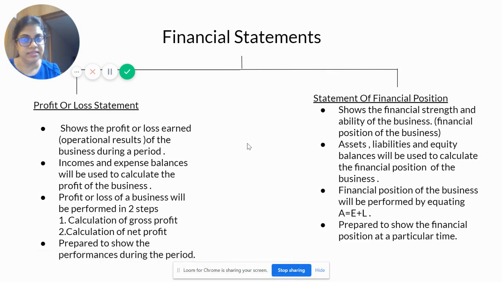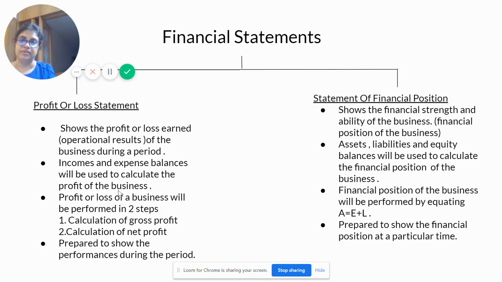Using the same slide, I would like to pay your attention towards the differences of these two statements, which can also be tested in the O-level examination paper. The main objective of preparing a profit or loss statement, as I told you earlier, will be to show the operational results, or from the word itself, to identify the profit or loss earned by a business during a period. The statement of financial position will be prepared to show the financial position of the business.